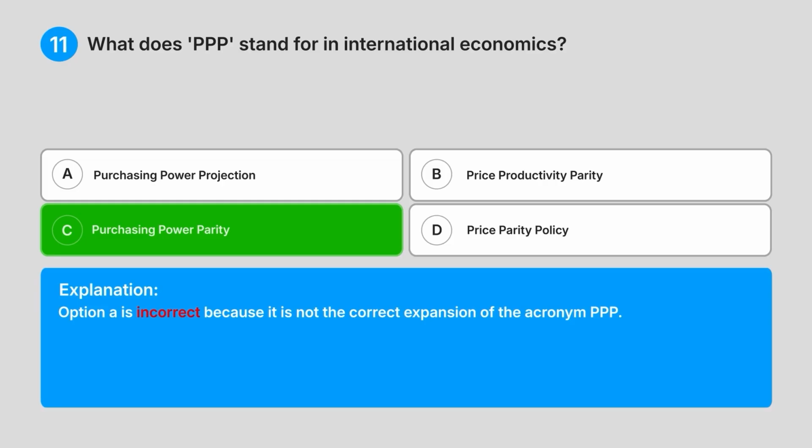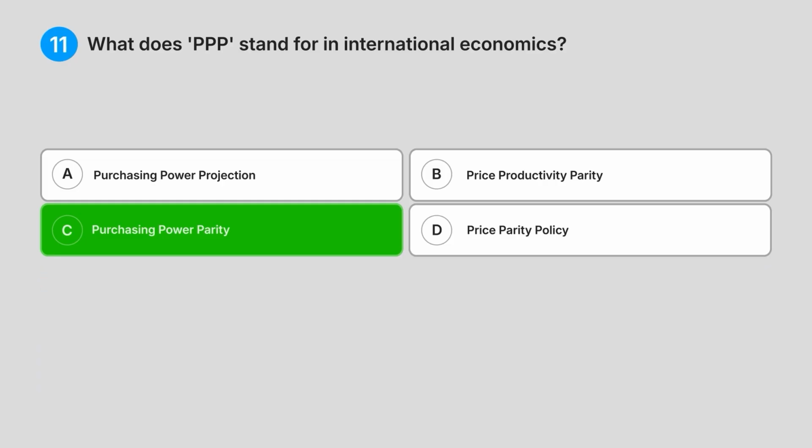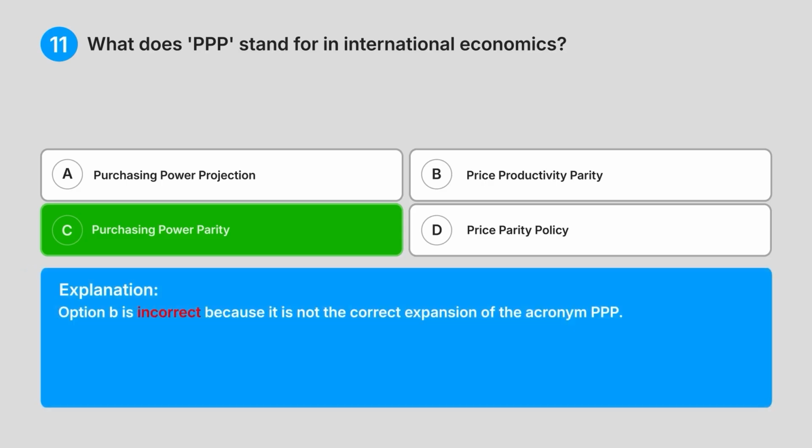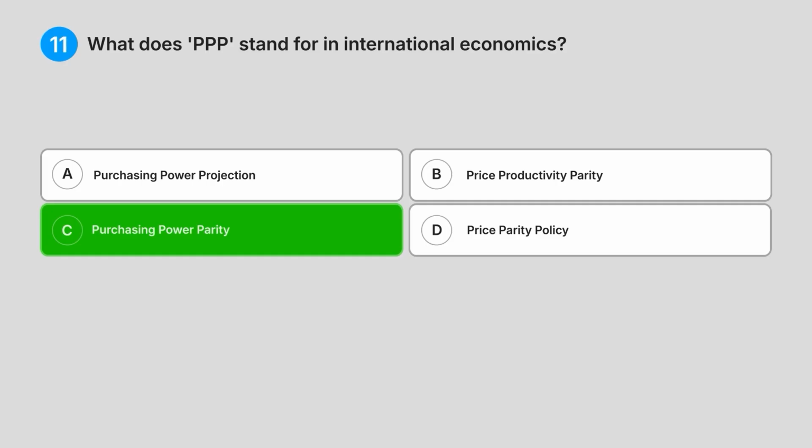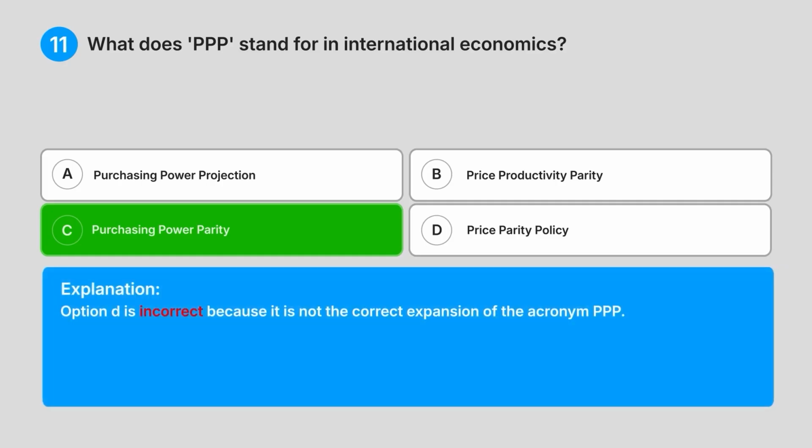Option A is incorrect because it is not the correct expansion of the acronym PPP. Option B is incorrect because it is not the correct expansion of the acronym PPP. Option D is incorrect because it is not the correct expansion of the acronym PPP.